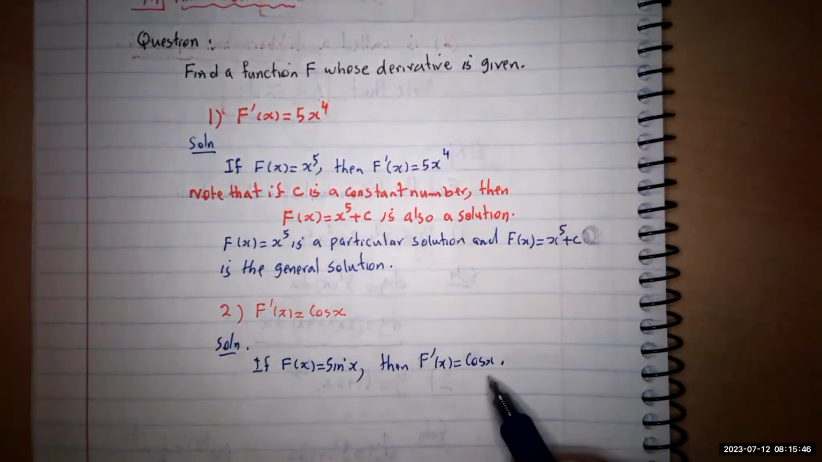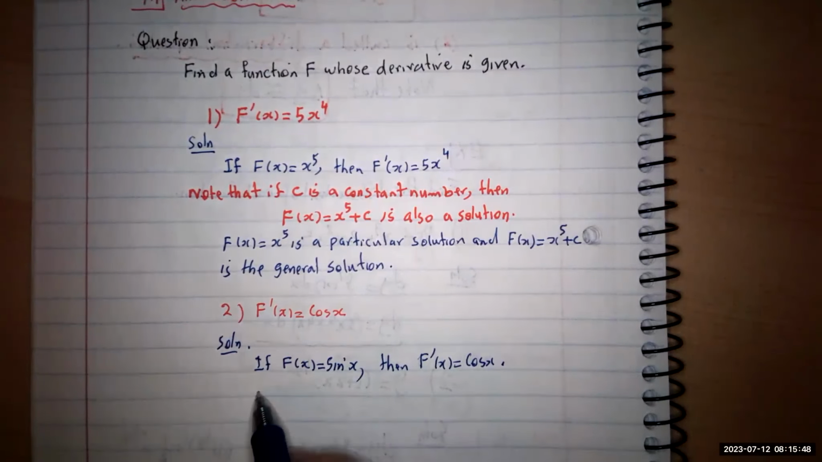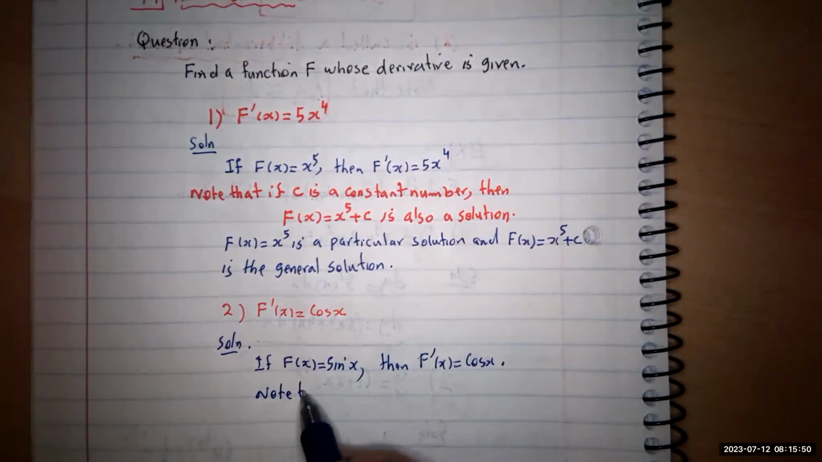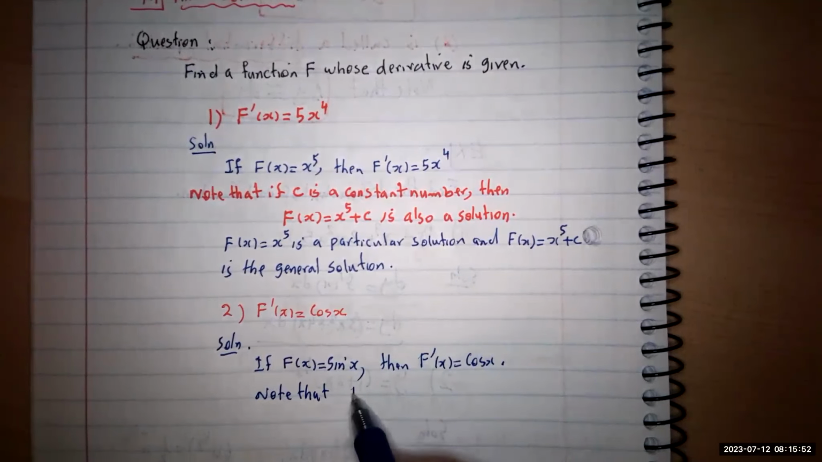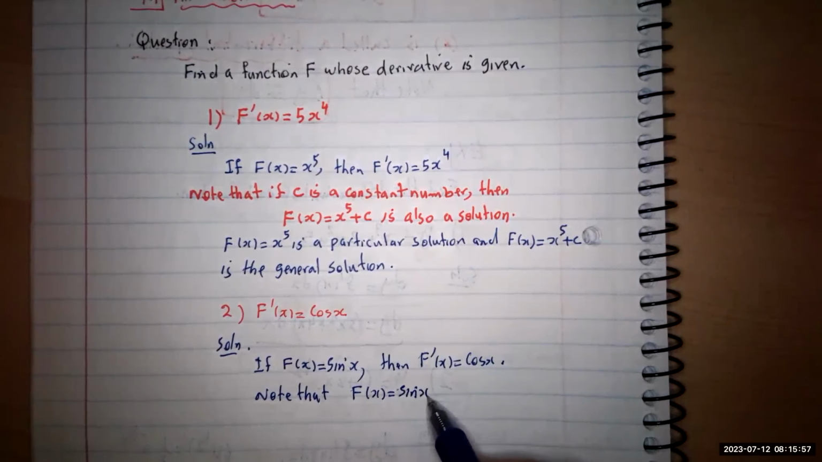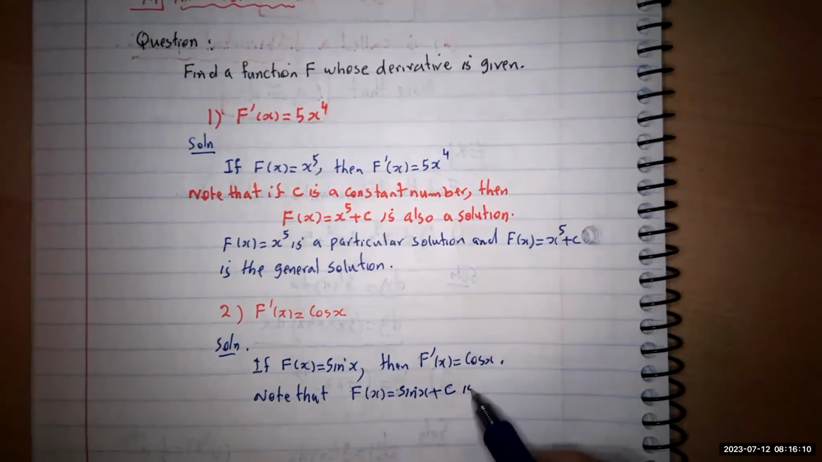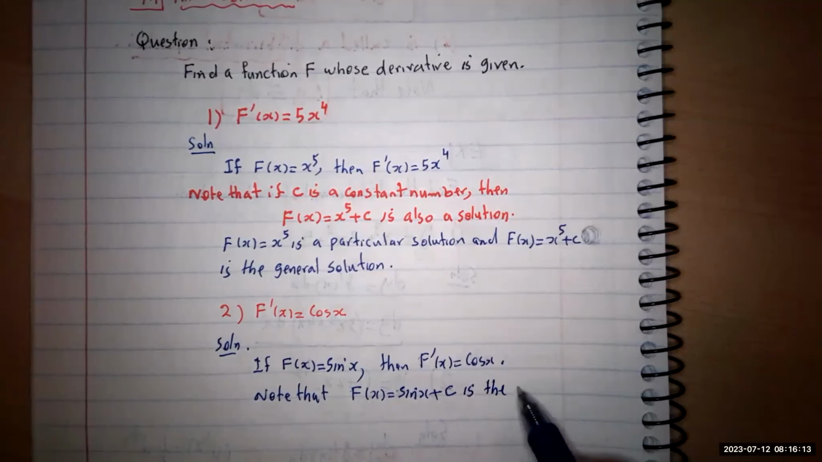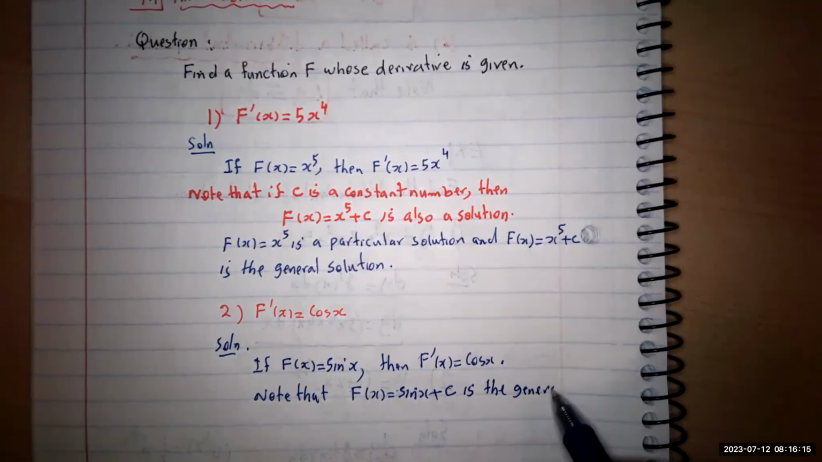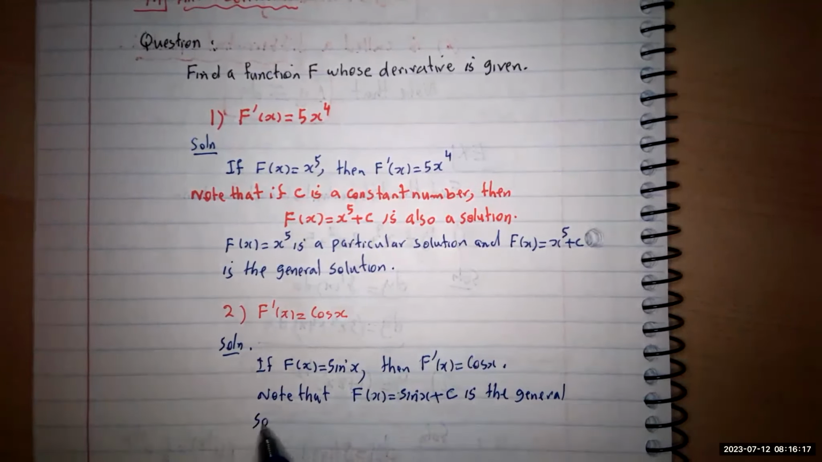Again, you can give us a general solution. Note that if you want to be more precise, you can say that f of x in general is going to be sine x plus the constant c. So f of x equal to the sine x is one solution, but sine x plus c is the general solution of this equation.